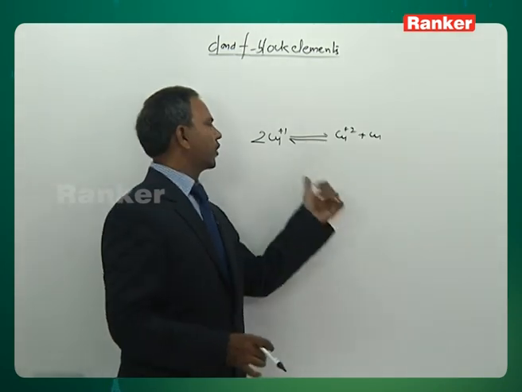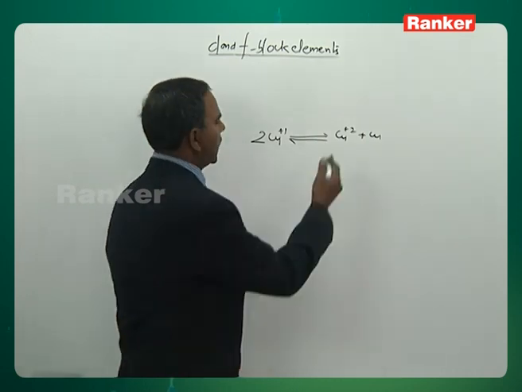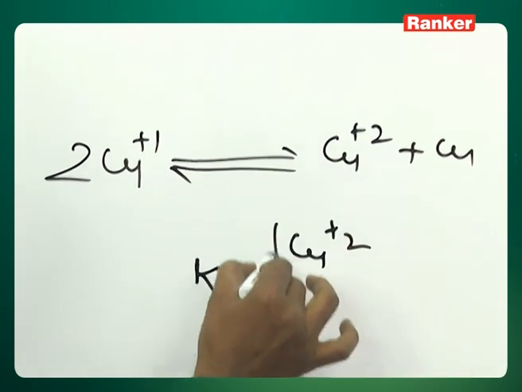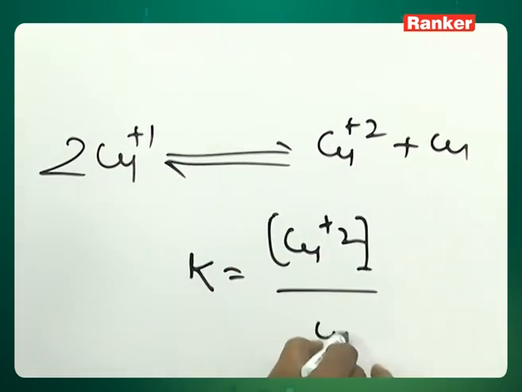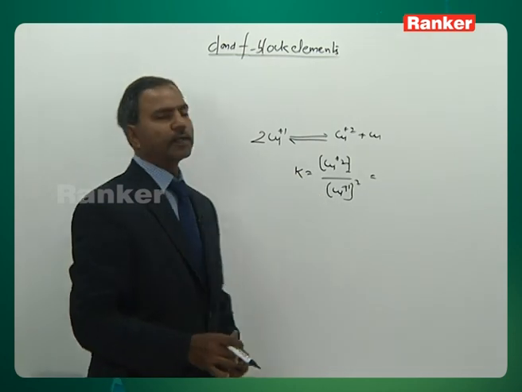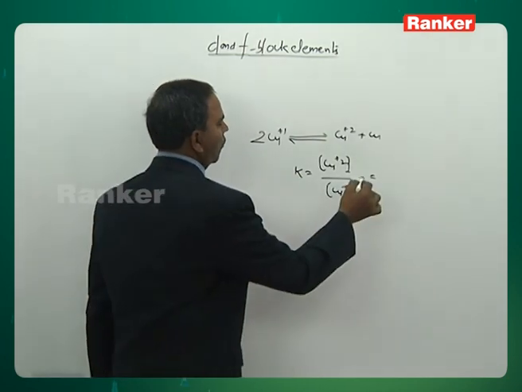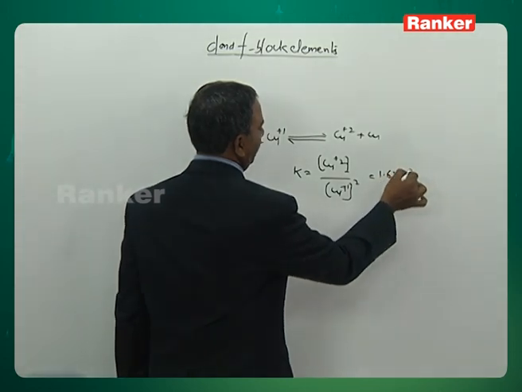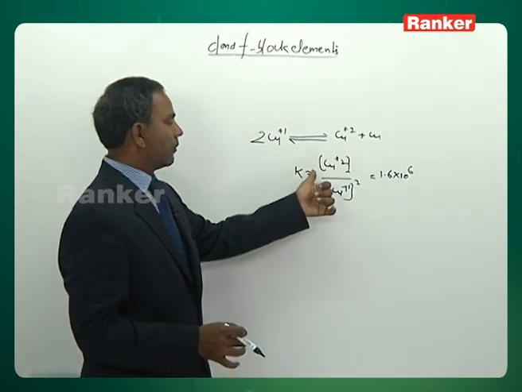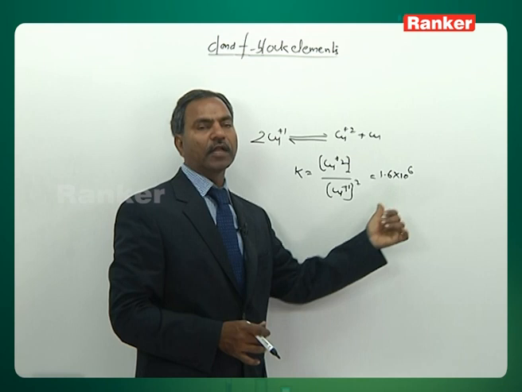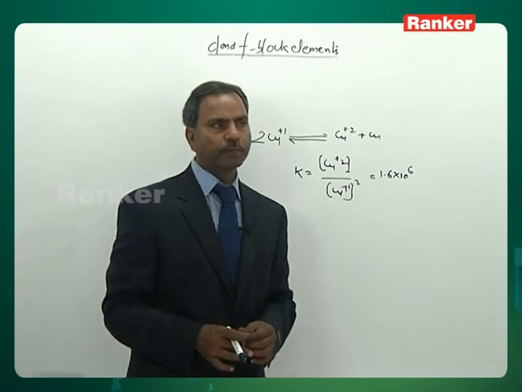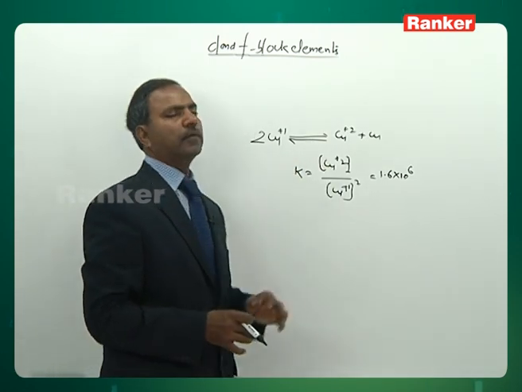How can you say that copper plus 1 doesn't exist in aqueous solution? Write the equilibrium constant for this: copper plus 2 divided by copper plus 1 squared. The equilibrium constant value is 1.6 into 10 to the power of 6. Such a very big value means copper plus 2 concentration is that many times greater than copper plus 1. In comparison to copper plus 1, the concentration of copper plus 2 is very high. Therefore, we conclude that copper plus 1 doesn't exist.